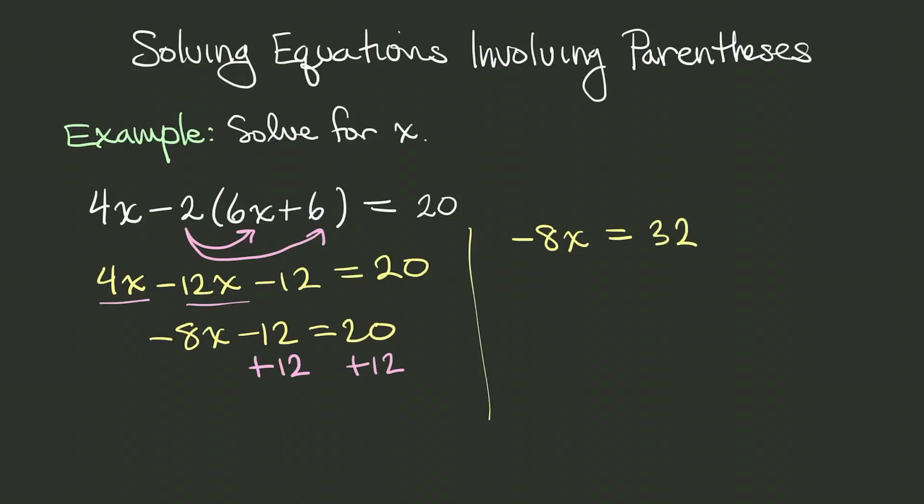Now we can divide both sides by -8 to get x by itself, leaving us with x on the left-hand side. And on the right, we'll have a negative number because this is a positive divided by a negative. And then 32 over 8 is 4. So x equals -4.